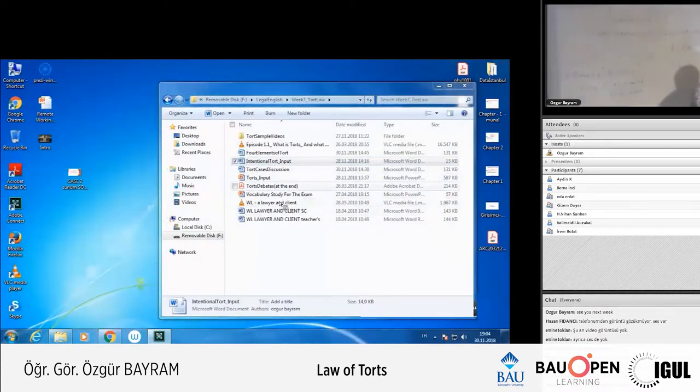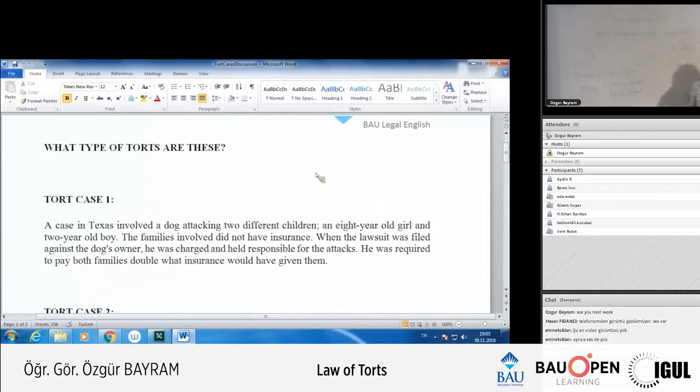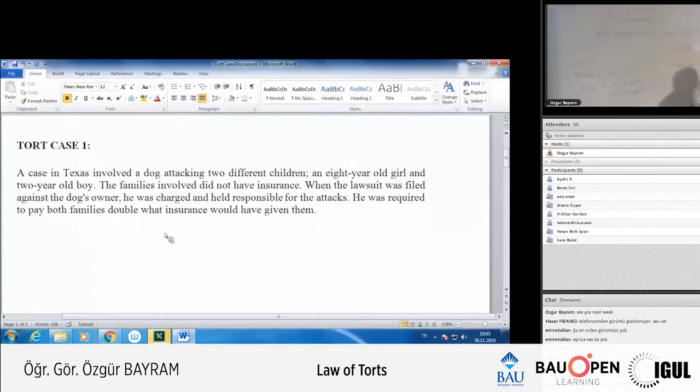Let's have a look at this. Can you quietly read that? What kind of tort is this? Strict liability, and more specifically, it's a dog attack.